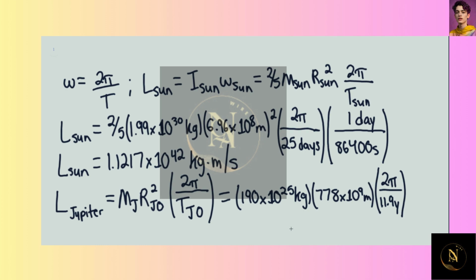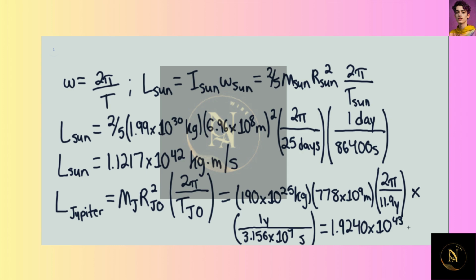And then we're going to multiply this by, for every 1 year, 3.156 times 10 to the 7th seconds in 1 year. And so the angular momentum of Jupiter would be 1.9240 times 10 to the 43rd kilograms meters per second. And so keep track of this value, and then we're going to do it for Saturn, Uranus, and Neptune.